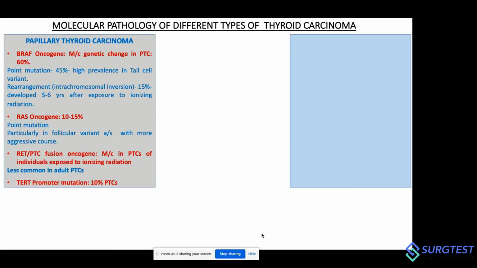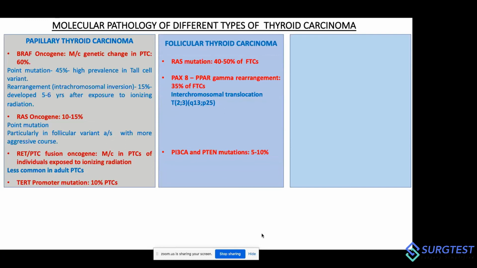Now, actually, the RET/PTC fusion oncogene is the most common in papillary thyroid cancer in individuals who are exposed to ionizing radiation. So there are two molecular pathologies: one is the RET/PTC fusion oncogene, and one is the BRAF rearrangement. These two are associated with exposure to ionizing radiation. And the last one is TERT promoter mutation, which occurs in 10% of papillary thyroid cancers.